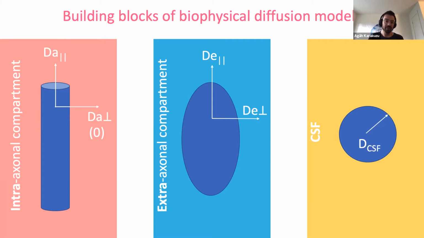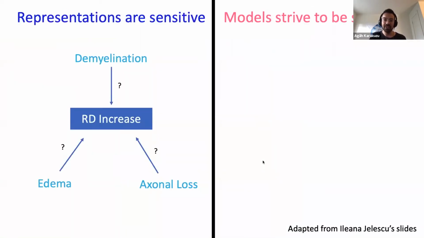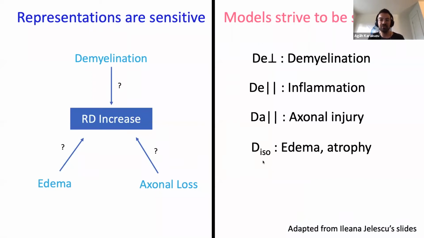For example, some models assume that there is no water exchange and the dominant contribution to the diffusion signal arises from the intra-axonal space, and use this approach to probe axonal diameter. So this strong assumption that extra-axonal diffusion is time independent was one of the outstanding matters of debate in the field. But what is common among all the models is that they strive to be specific. For example, radial diffusivity increases as a response to demyelination, edema or axonal loss. But to tell them from each other, model-based metrics can be more useful.